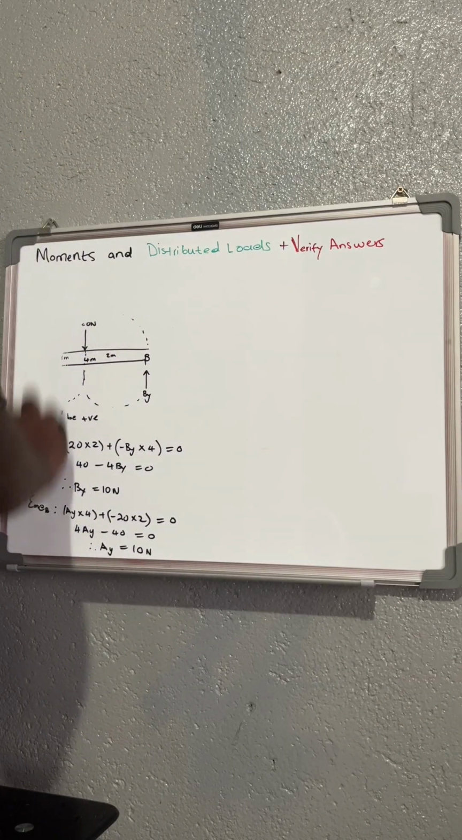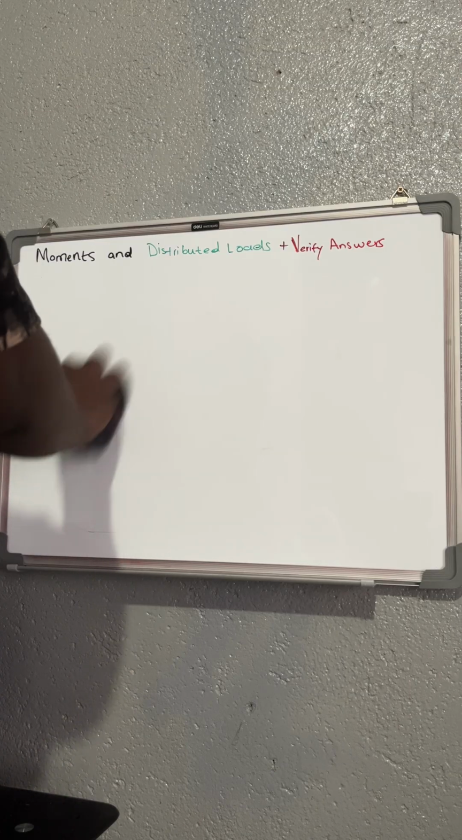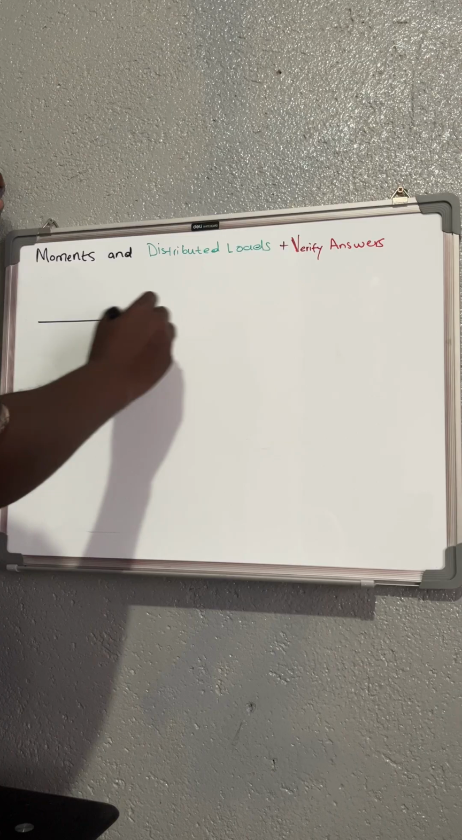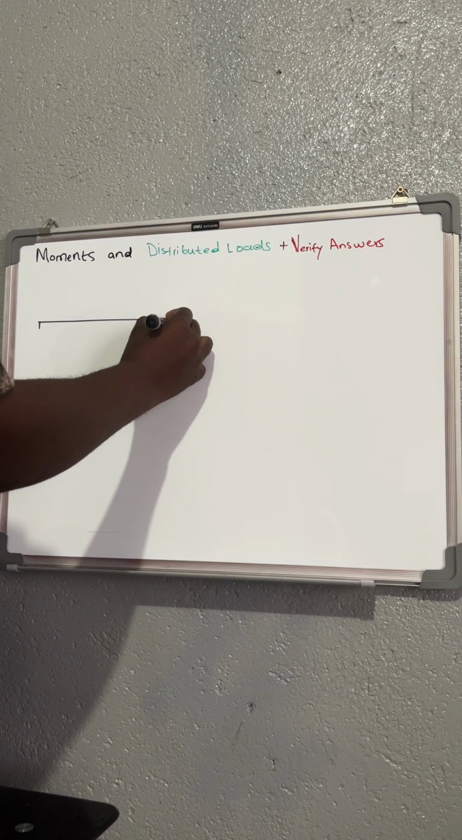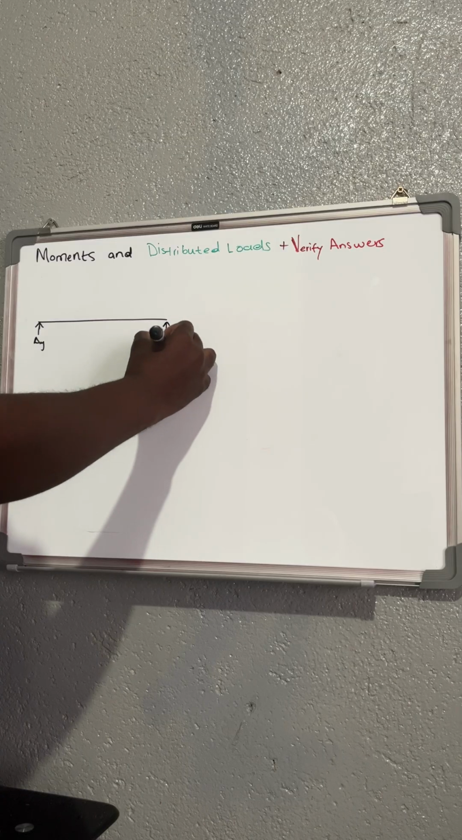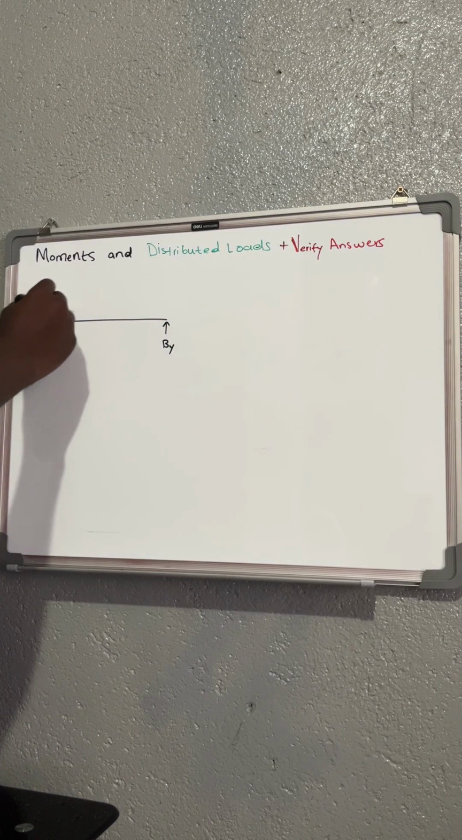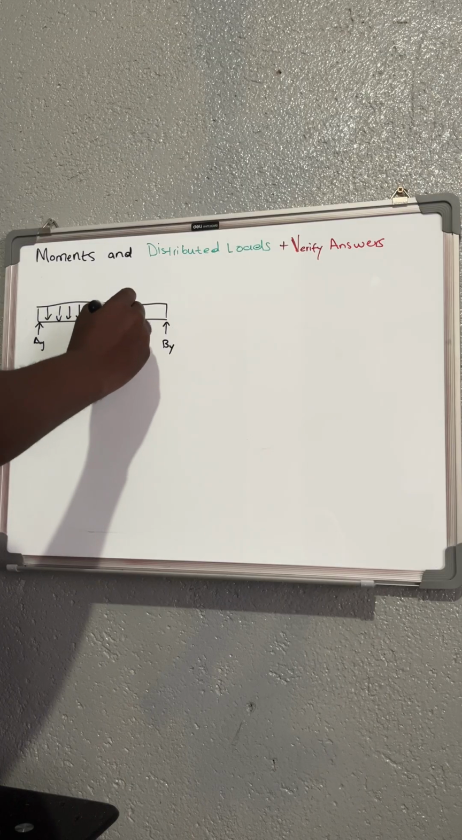We're getting to the distributed loads and moving up. So now let's just say you have a situation where, in this instance, they're just giving you your arrows. You have your Ay, this side you have your By, but they've actually given you a distributed load across the plank that you have here.